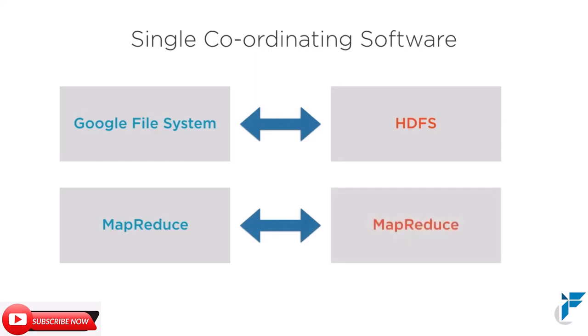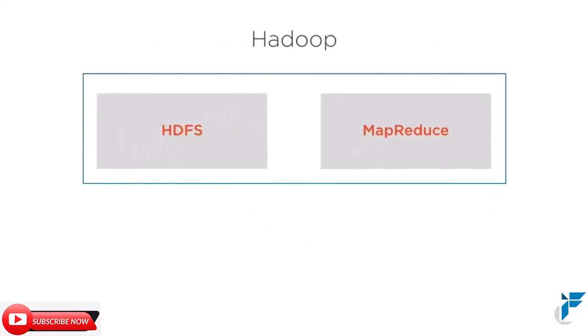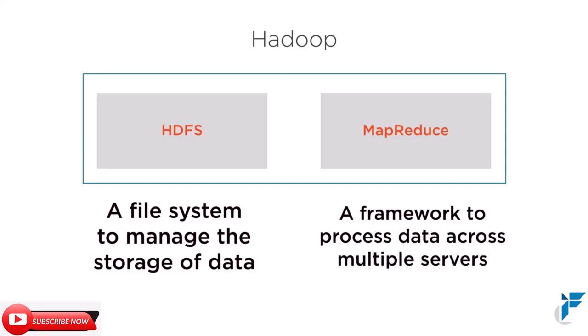HDFS is the Hadoop Distributed File System. MapReduce is the programming model for parallel processing. HDFS plus MapReduce gives us the Hadoop that we know today. HDFS is the file system which manages storage of data across machines in a cluster. MapReduce is a framework to process data across multiple machines.